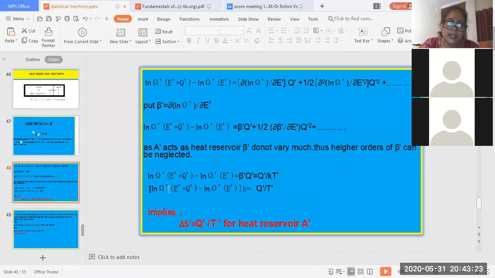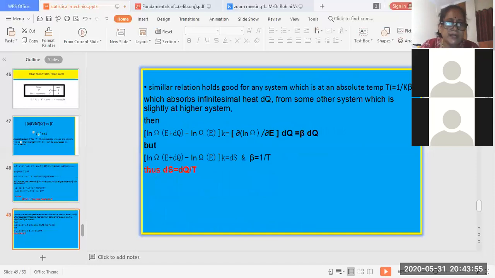It is for system A dash, so I am writing it as omega dash. This is the excited part, this is the ground state part. That is why this is the difference, delta S dash. You can take the limit of this as T dash tending to 0, or Q dash becoming very, very small. If that is the case, then it leads to a small change in entropy, that is dS. Or you can write these conditions also, that also leads to this value.